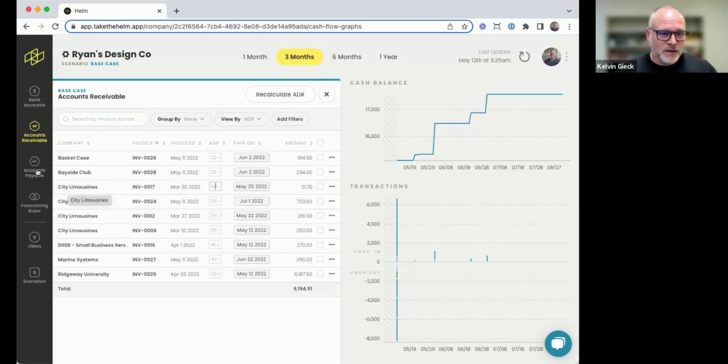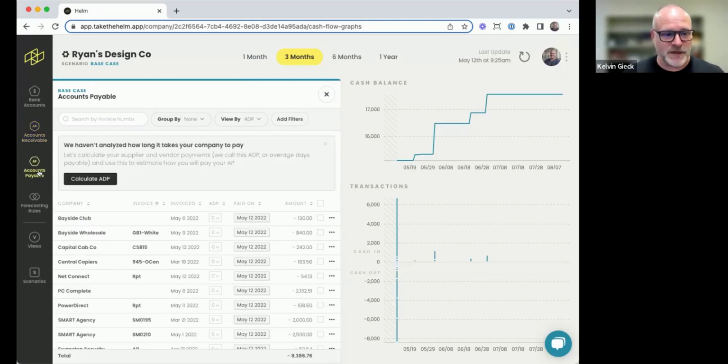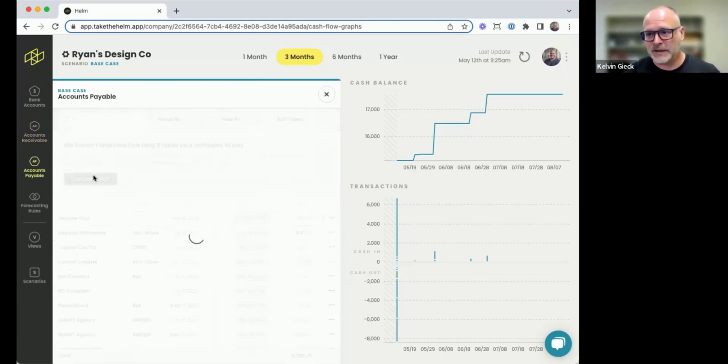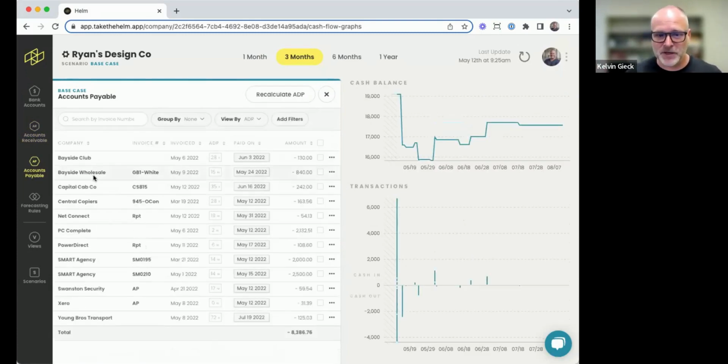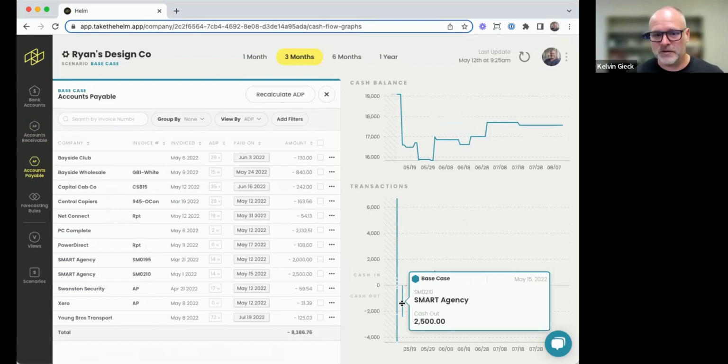So huge bonus there. We do the same thing with accounts payable. So we'll simply click AP. Appreciate again that people have their own due dates, but again, people pay how they pay. And so you can see again that our graph changed and our payables are now spread out over time based off how we pay our bills.